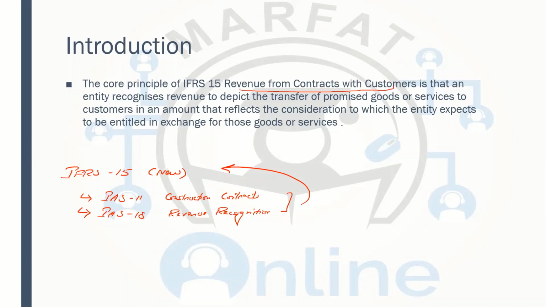Why have they replaced IAS 18, revenue recognition? Because there were some ambiguities in it. There were some problems which were leading to the accounting of incorrect revenue. That is why they have replaced it, and the new standard is quite detailed, and it gives a more true and fair presentation.